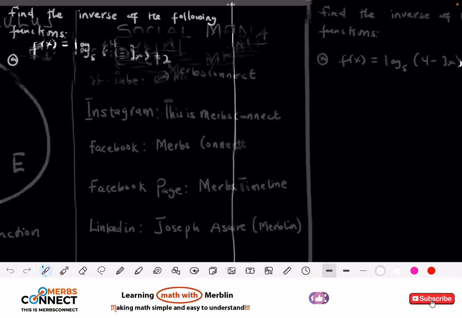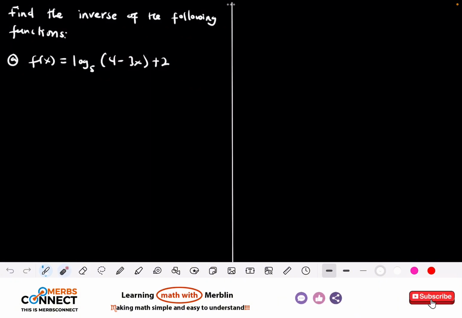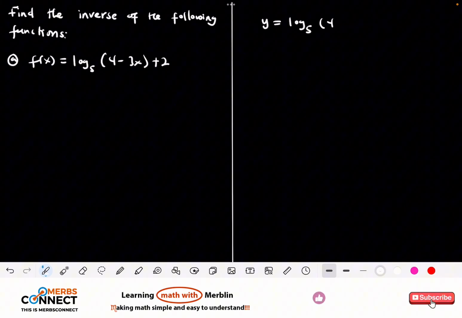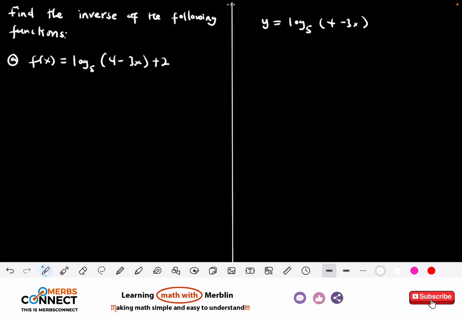Let's jump right in. So find the inverse of the following function. A, we want to try this one. So the first thing that we need to do is let y be equal to our function. You can pause the video to try, or you can go through this one, then in the next video you pause it and try. So what we need to do here is interchange x and y.